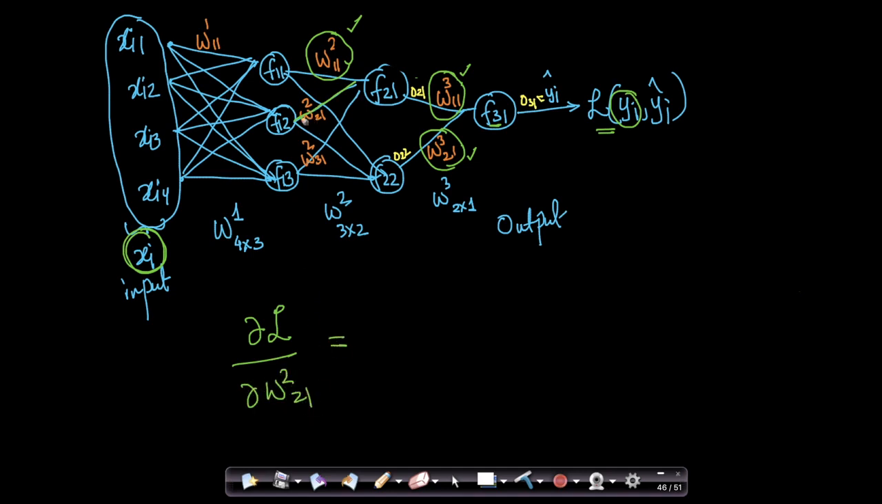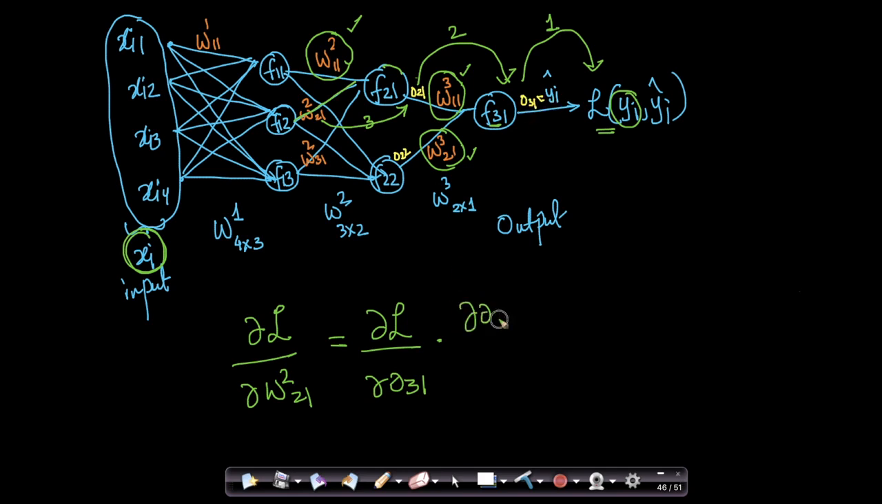Your W221 will impact O21 because it is input to F21. So this impacts this, and now this impacts this, and this impacts this. So this is the first step, second step, and third step. Let's write it again. The derivative of L with respect to O31, and O31 with respect to O21, and O21 is also dependent on W221. So this is also done.